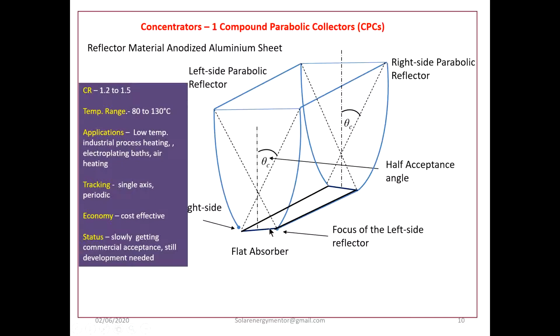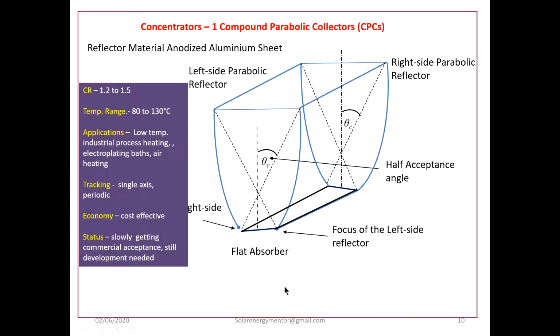Now the acceptance angle is this. This is the total acceptance angle. Acceptance angle is the angle beyond which solar energy will not be able to fall on the absorber, so that is the maximum acceptance angle. So the acceptance angle for this compound parabolic collector is this. Okay. Now we have already discussed this in our previous discussion: the maximum value of acceptance angle and the acceptance angle concept. Now this is the half acceptance angle. So the half acceptance angle is theta c.